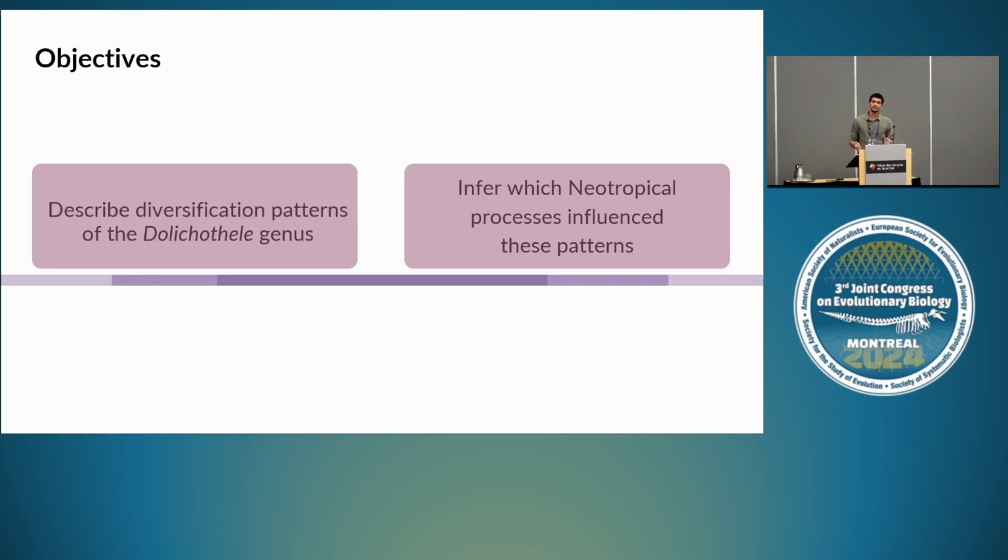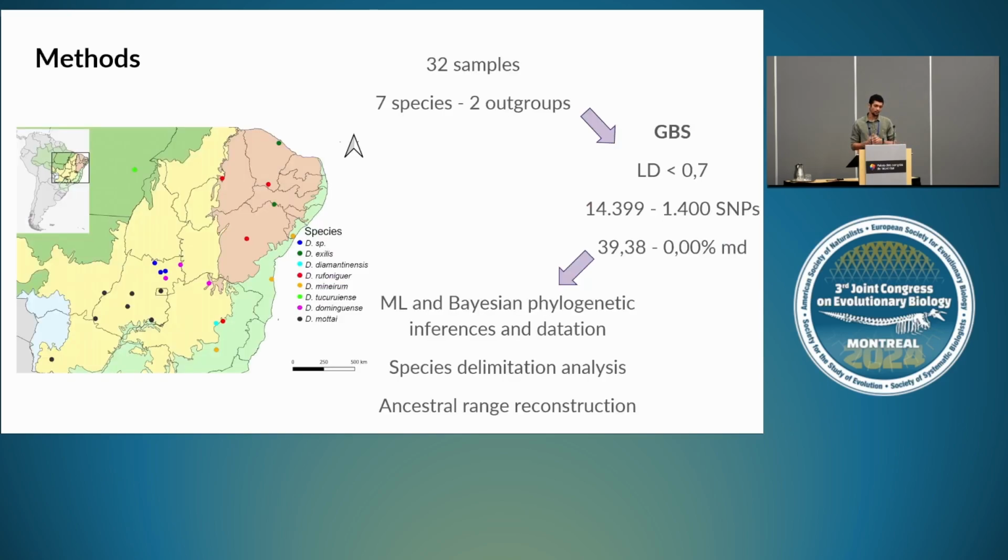Our objectives are very straightforward. We want to describe diversification patterns in the genus and try to infer processes that might have been driving this diversification. We went to the field to collect and got samples from museums. We got 7 species of the 9 described ones with 2 outgroups. We used GBS, genotyping by sequencing, to obtain SNPs for our analysis, cleaned the data sets to remove linkage disequilibrium, and made maximum likelihood and Bayesian phylogenetic inferences with dating, species delimitation analysis, and ancestral range reconstruction.